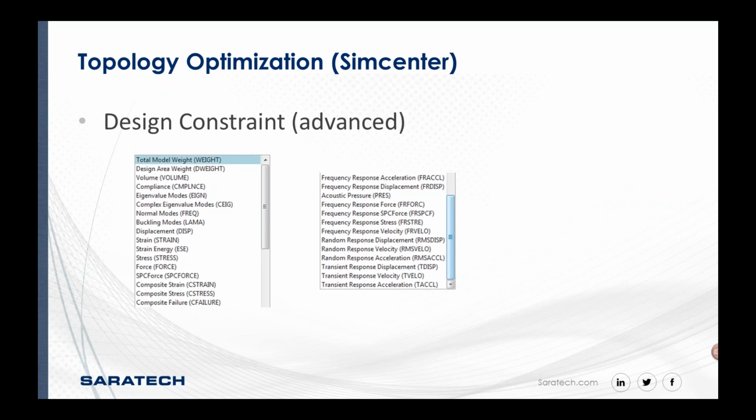So here are some of the advanced design constraints that we can define, and you see that we have a large list. So instead of our simple ones as the weight and the area and the modes, now we have things like stress, strain, deflection, and we even have some dynamic constraints that you can specify as well.